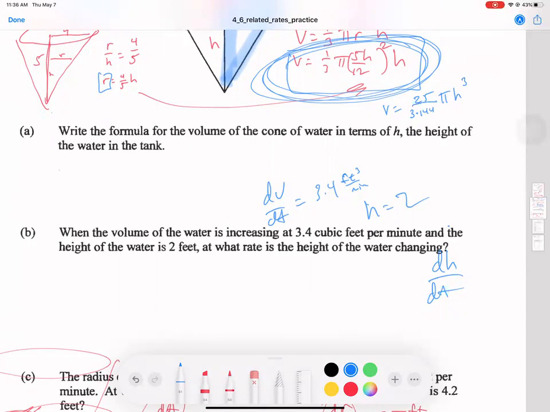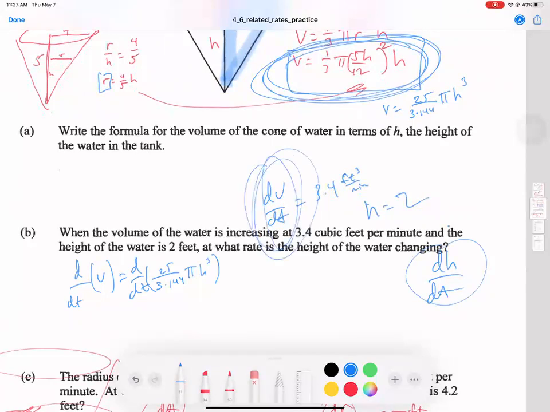Now, in order to get dH/dt, we're going to have to take the derivative. You don't have to write this stuff, I'm going to write it because I want you guys to see what I'm doing. I'm taking the derivative to both sides. 25 over 3 times 144, pi h cubed. I'm literally taking the derivative to both sides because I need dV/dt, I need dH/dt, and the only way for me to get there is through a derivative.